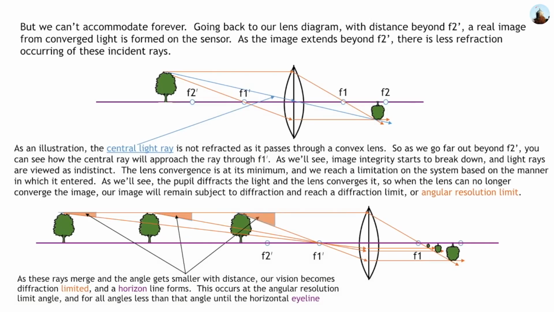So again, as these rays merge and the angle gets smaller with distance, our vision becomes diffraction limited and a horizon line forms. This occurs at the angular resolution limit angle and for all angles less than that angle until the horizontal eye line. So in other words, there's a certain angle at which an image won't be resolved, as we'll see, and any angle that gets smaller than that, you still just won't see it. You'll see it as though it were essentially a 0-degree angle. There will be nothing resolved at that point.